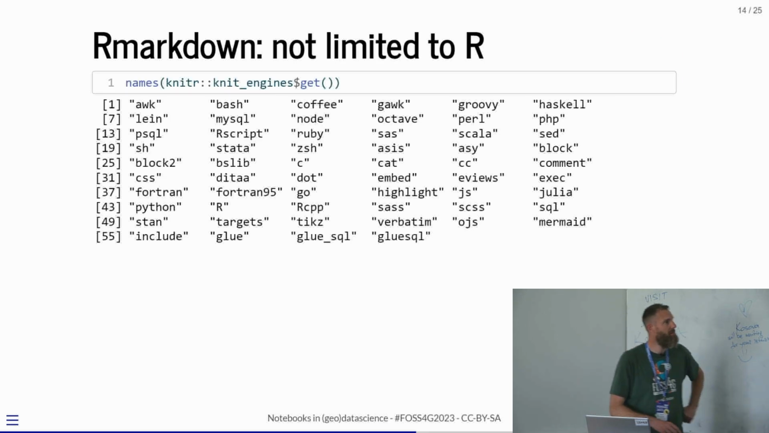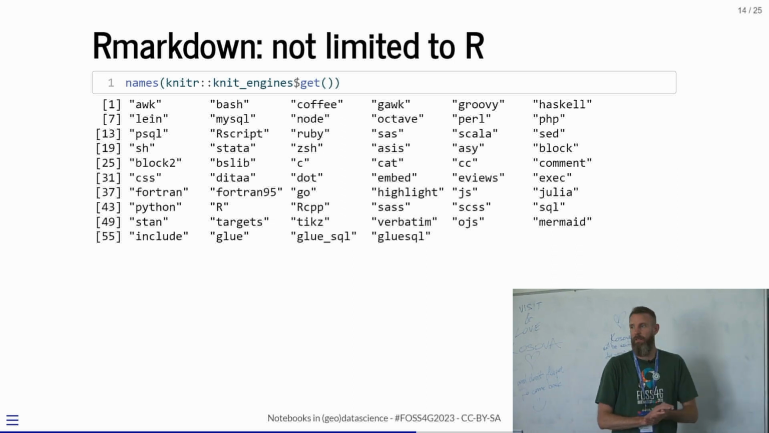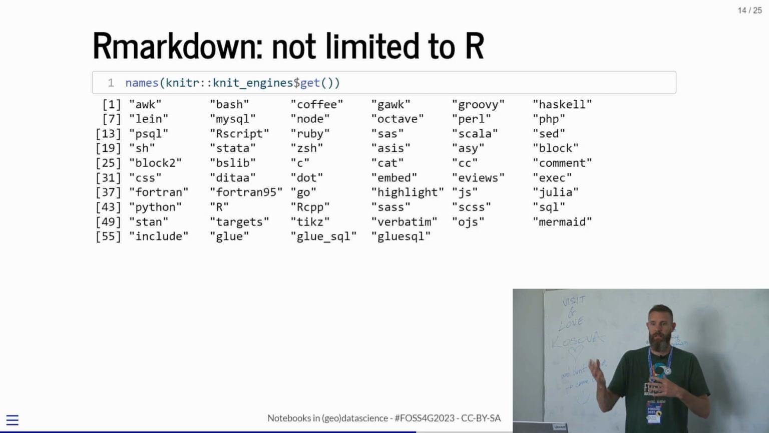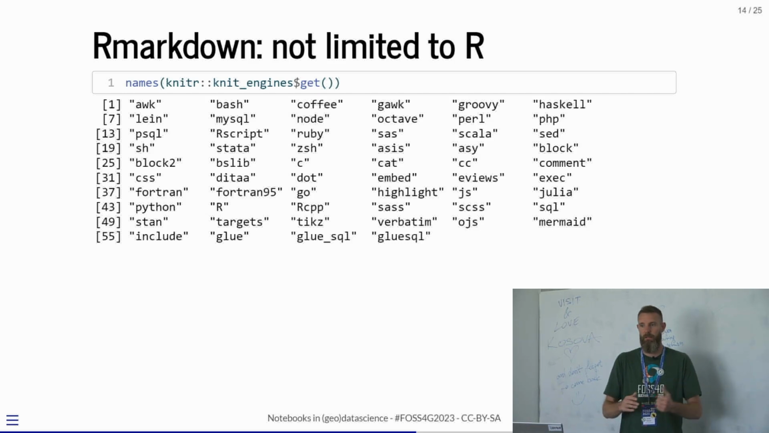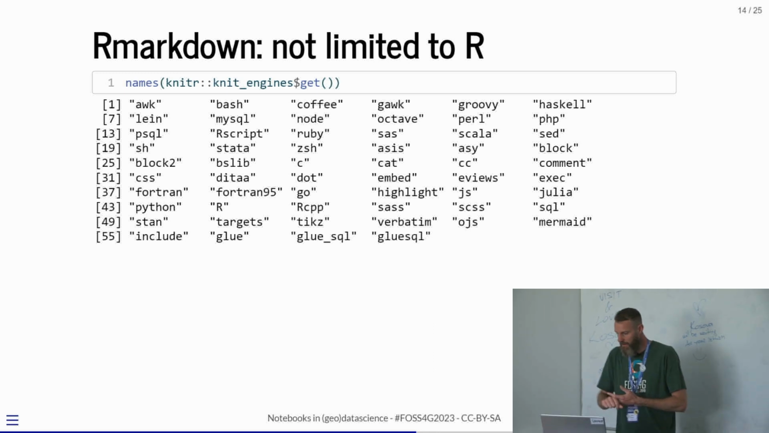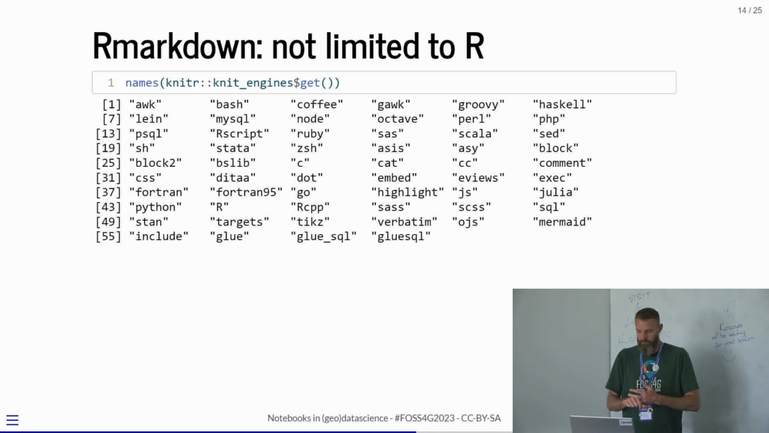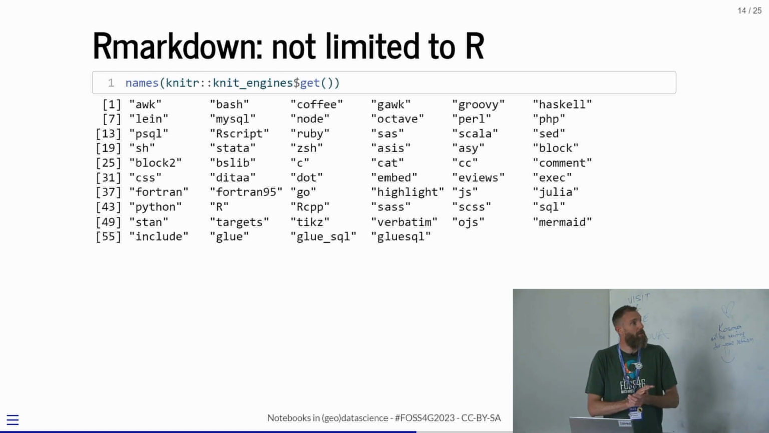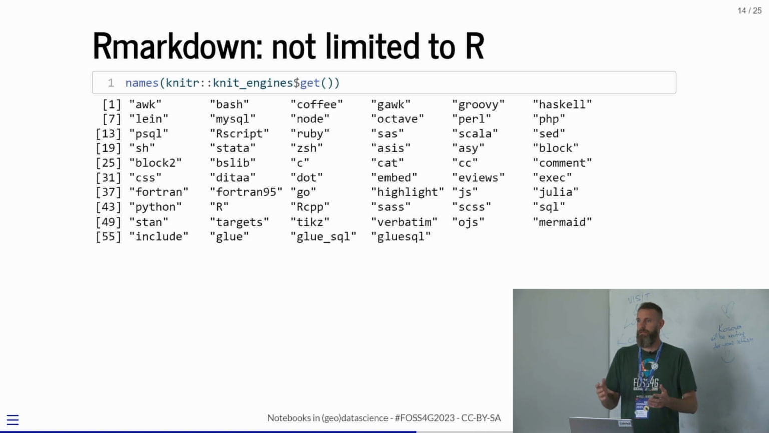And it's not limited to R. As you can see, there are more than 50 engines in Knitr that you can connect to other languages like C, Python, Fortran, for example, or SQL. So you are not limited to R. R Markdown is just a syntax, pretty much.